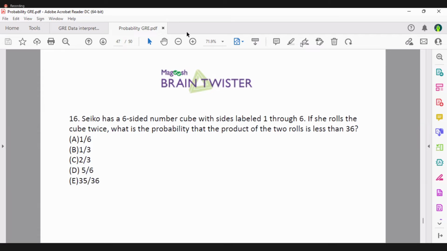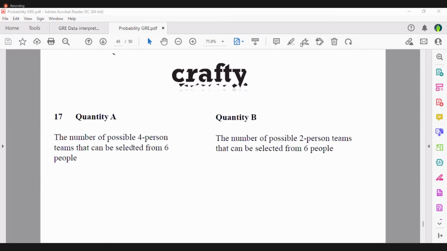There is only one possibility where the answer would be equal to 36, which is 6 into 6. And there is no product possible that will be greater than 36. So there is only one possibility out of 36 possibilities. So 35 over 36.